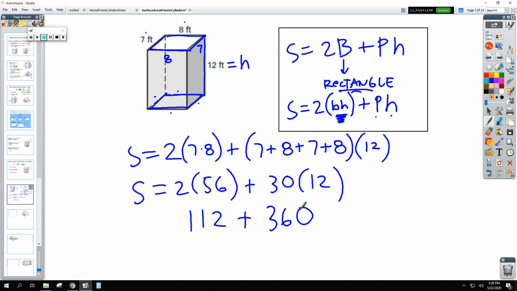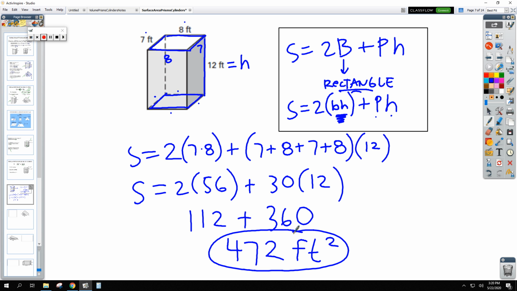Add those together and you're going to get your surface area of this rectangular prism. 472. Now when we label area, it's always in units squared. So this is 472 square feet there. All right? Let's try another one.